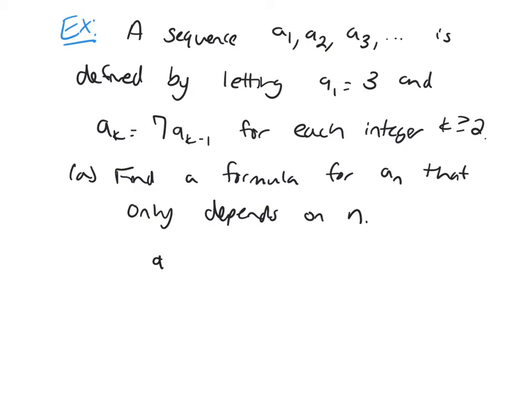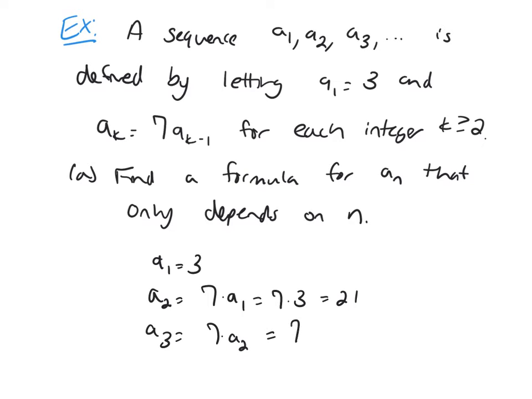So A1, our first term, is 3. Now let's use our recursive formula to find A2. It's 7 times the previous term, A1, 7 times 3, or 21. A3 would be 7 times its previous term, A2, 7 times 21, which equals 147.